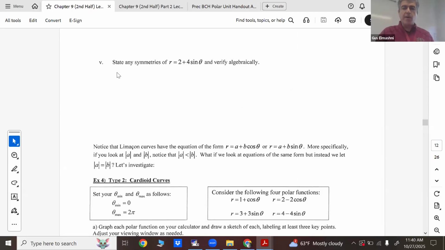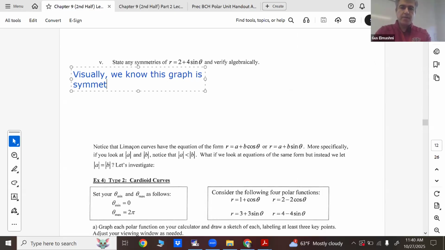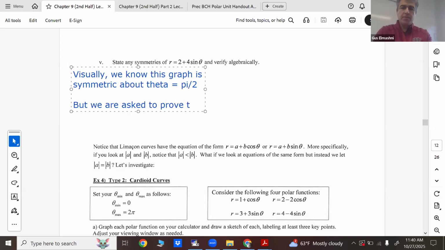So to do the symmetry, I know visually, let me type this up. Visually, we know this graph is symmetric about theta equals pi over 2. We know that, right? But we must prove this. We are asked to prove the symmetry algebraically. Okay, fine, let's do it. So remember, replace theta with negative theta. So R equals 2.